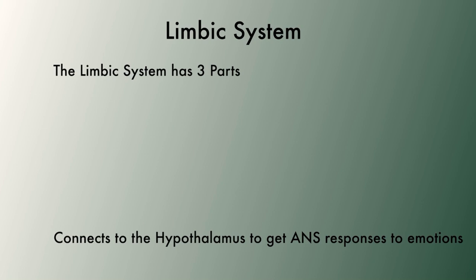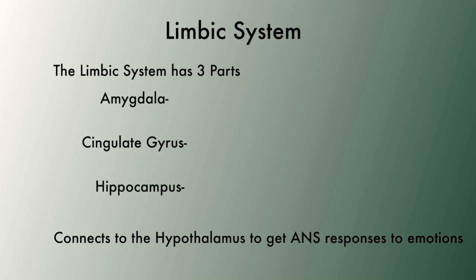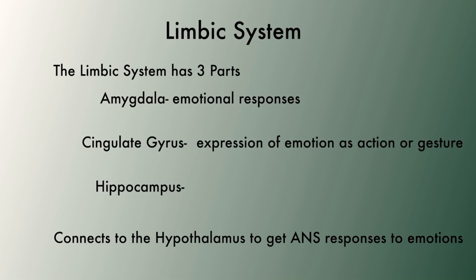Let's talk about the limbic system. The limbic system has three parts, and it connects to the hypothalamus to get our ANS responses to emotions. We have the amygdala, cingulate gyrus, and the hippocampus. The amygdala, we want to think emotional responses. Cingulate gyrus, think expression of emotion as action or gesture. Hippocampus, we're going to think, that's right, smell and storage of short-term memories.